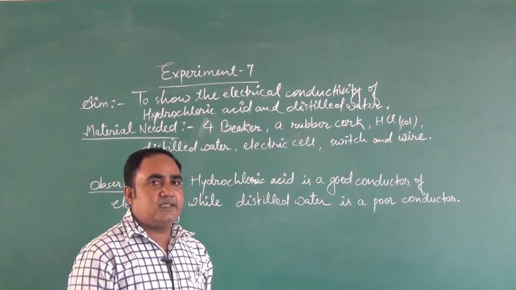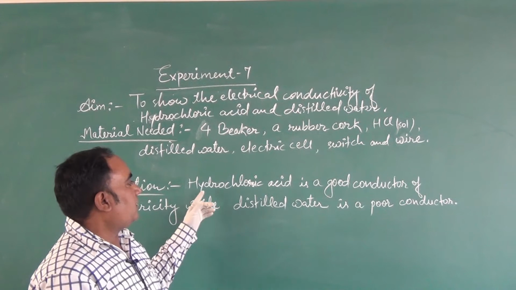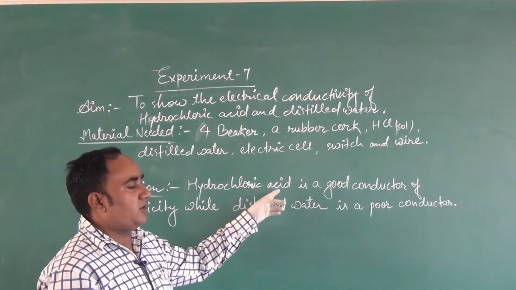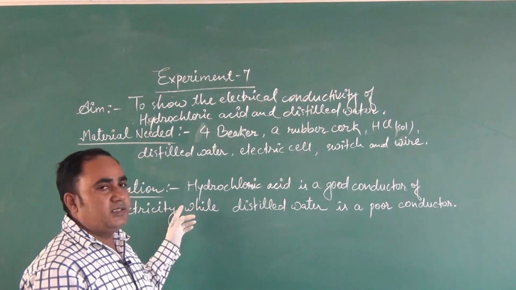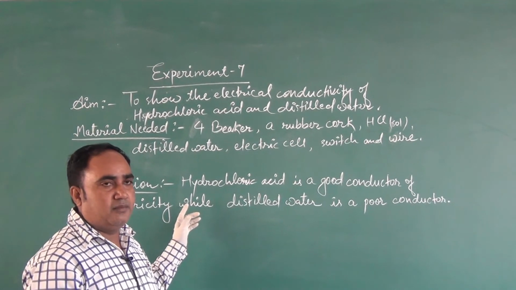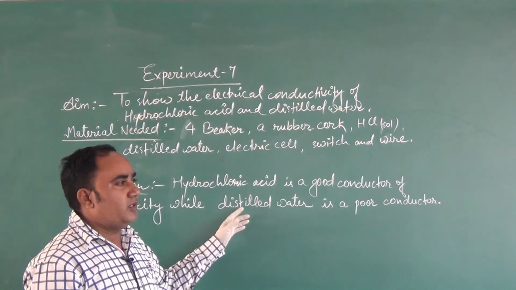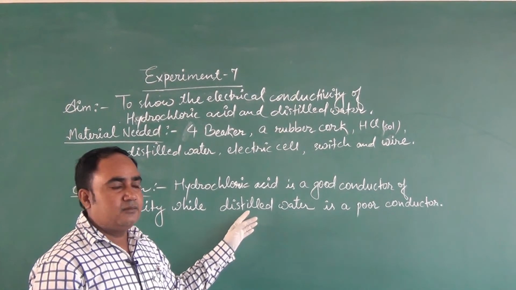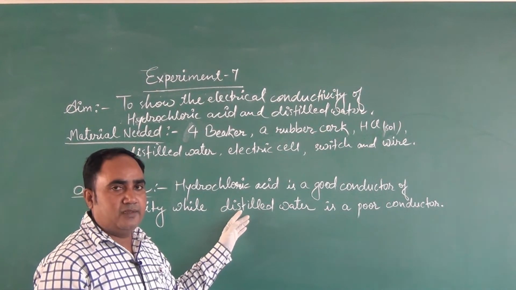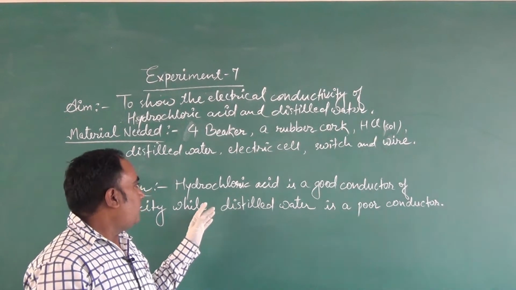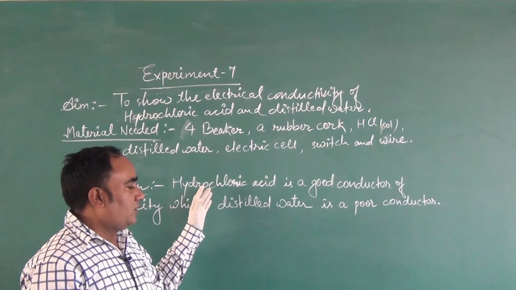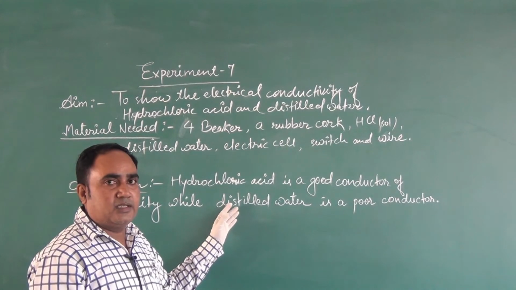After performing this activity, you observe that hydrochloric acid is a good conductor of electricity because it conducts electricity and the bulb is glowing in this situation, while distilled water is a poor conductor of electricity because in this situation the bulb is not glowing. So hydrochloric acid is a good conductor and distilled water is a poor conductor.